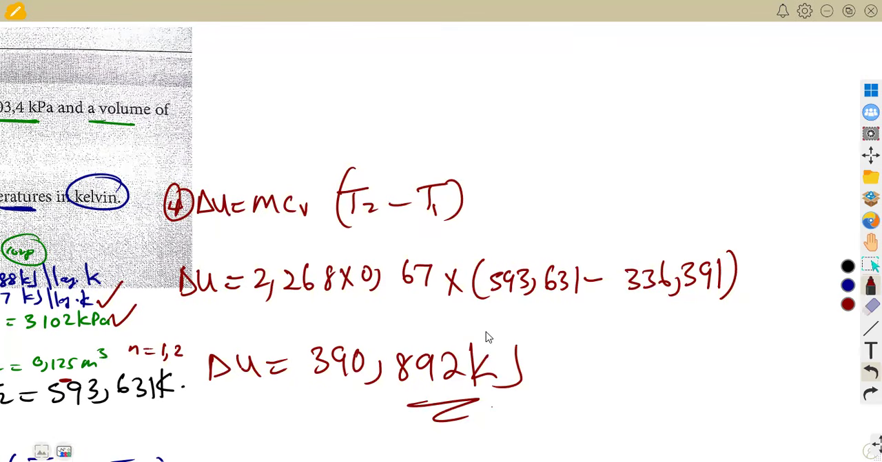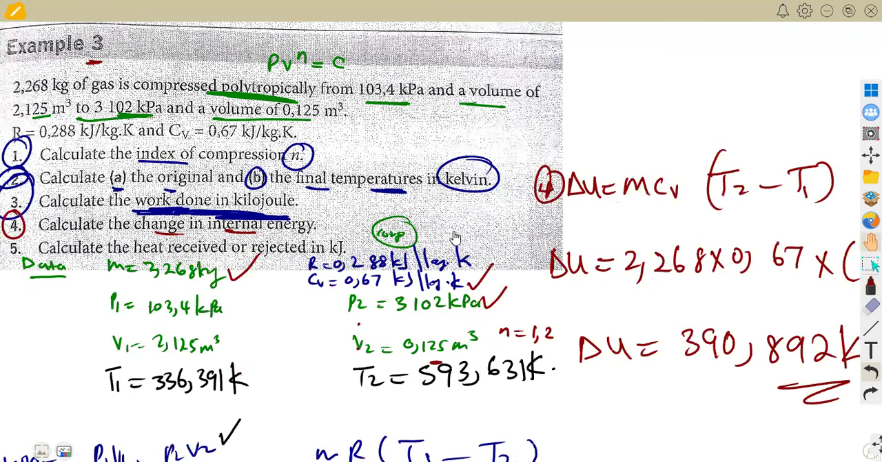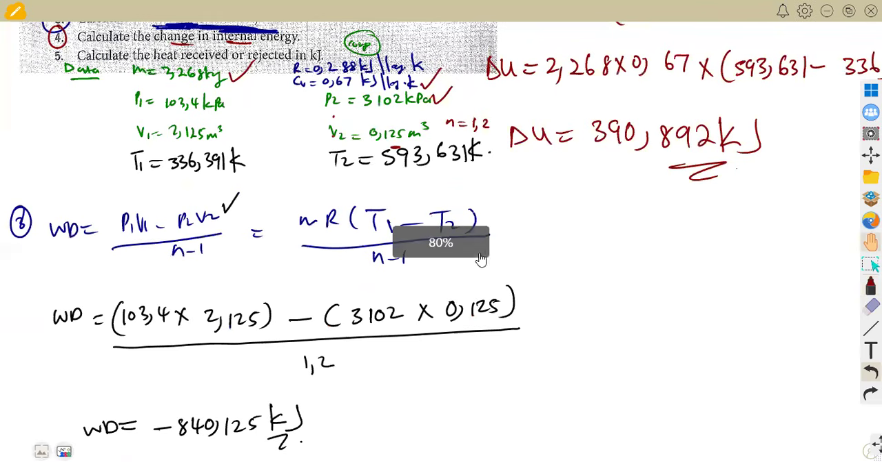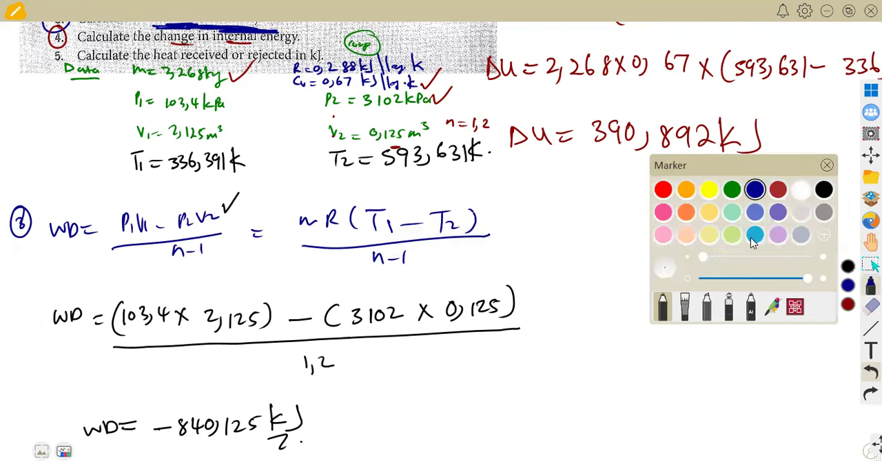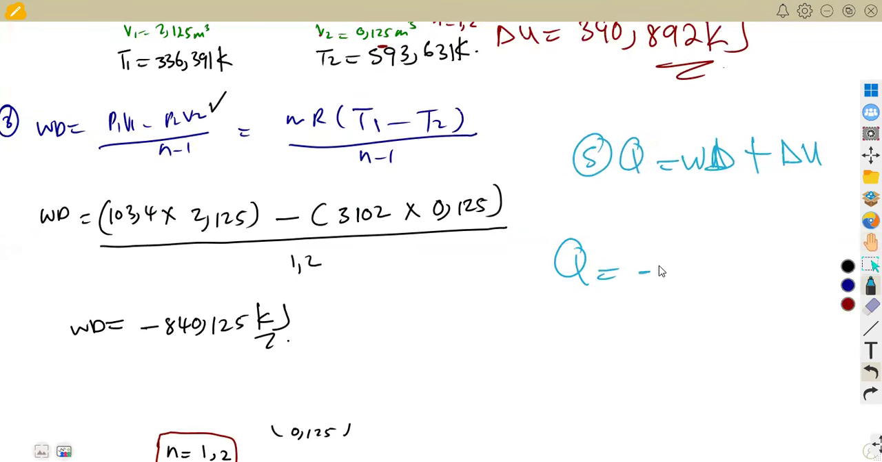So this part now is the most important. Like I said, we have to consider this. They are now saying calculate the heat received or rejected in kilojoules. So for us to have the heat, remember what I said under a polytropic, in order for you to obtain the heat, you're going to need the relationship between the work done and the change in internal energy. So we calculated both. The work done, we got it before. It was a negative because of the compression. So we've got negative 840.125.